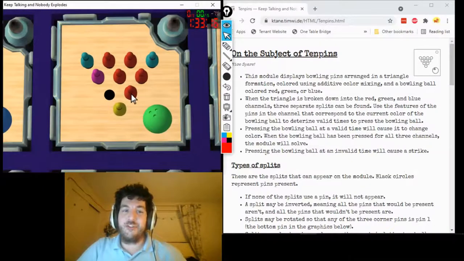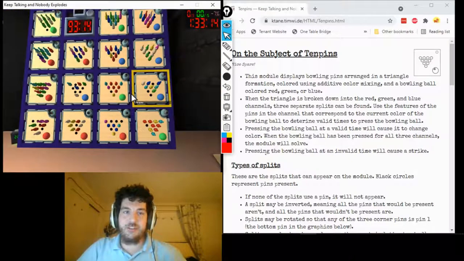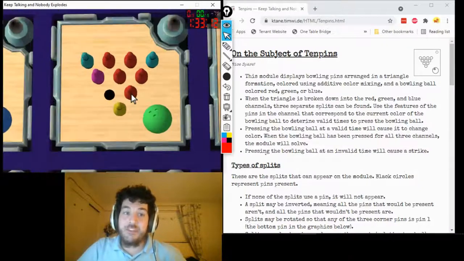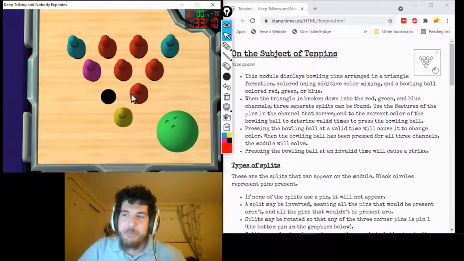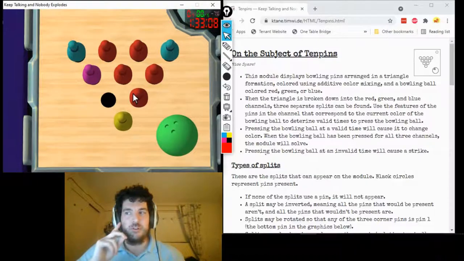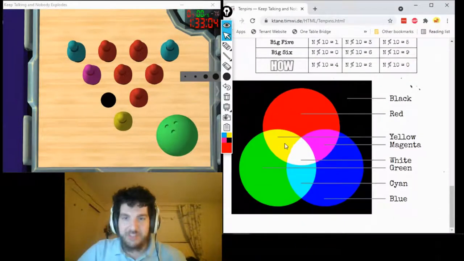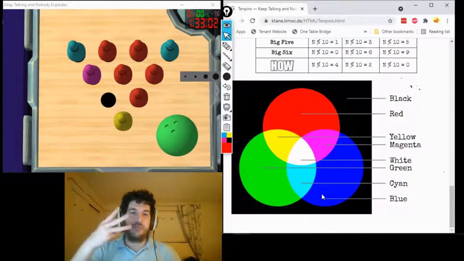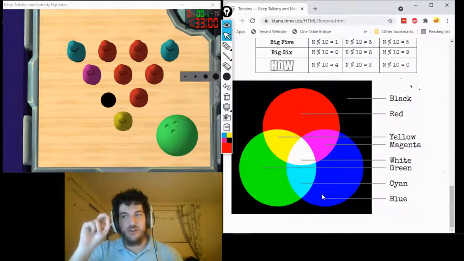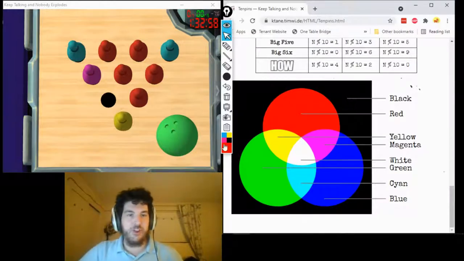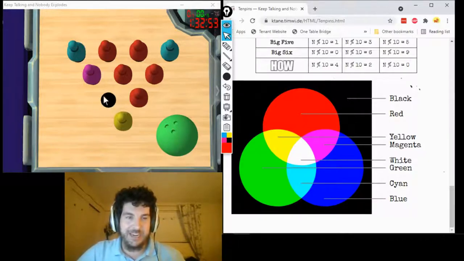These modules lay out bowling balls, which are either red, green, or blue, and pins, which are additively mixed between red, green, and blue color channels. And what I mean by that is this. The red, green, and blue color channels combine to either color the pins a certain way, or if none of them are present, the pin won't appear, like I'm pointing my cursor at over here.